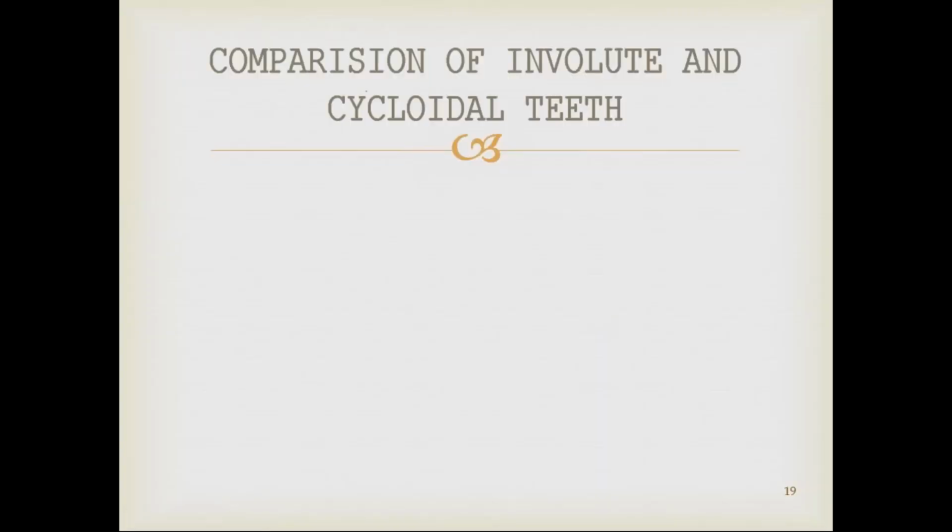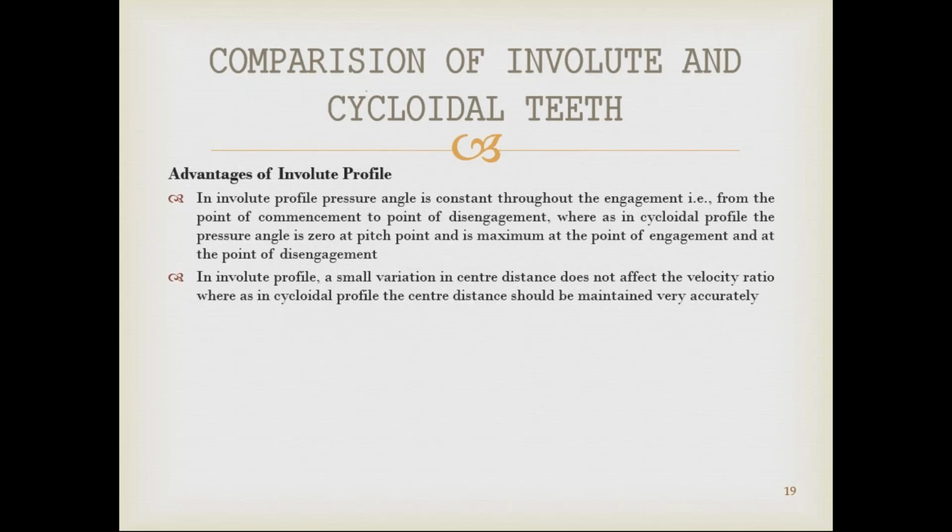So, comparison of involute and cycloidal teeth. First, advantages of the involute profile. In the involute profile, pressure angle is constant throughout the engagement, that is, from point of commencement to point of disengagement. Whereas in the cycloidal profile, the pressure angle is 0 at the pitch point and maximum at the point of engagement and at the point of disengagement. Next, in the involute profile, a small variation in center distance does not affect the velocity ratio. Whereas in the cycloidal profile, the center distance should be maintained very accurately, else the velocity ratio will change.